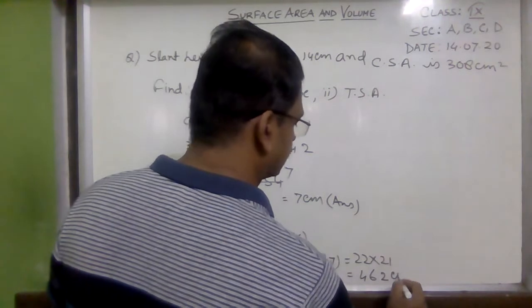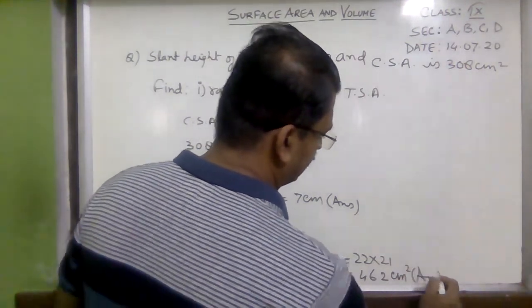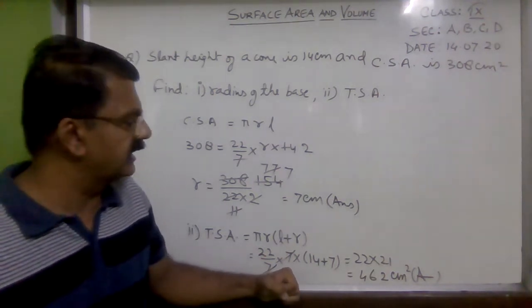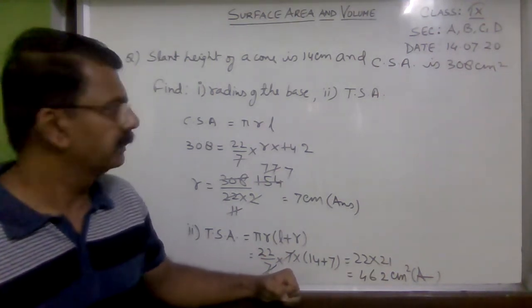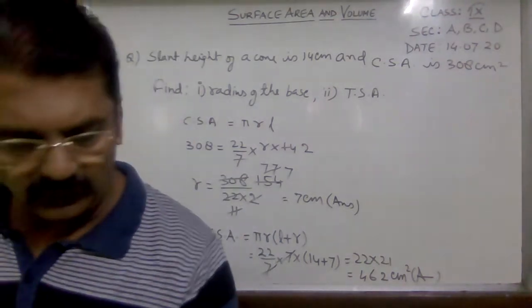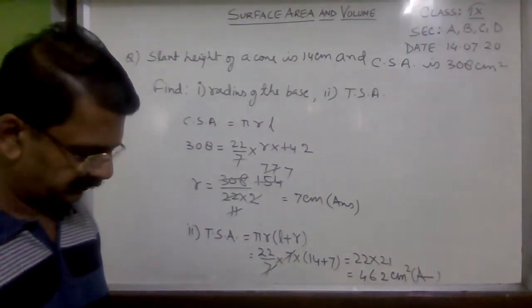462 centimeter square will be the answer. The total surface area will be 462 centimeter square. Clear? And the radius we have already calculated, 7 centimeter. Now the next question.